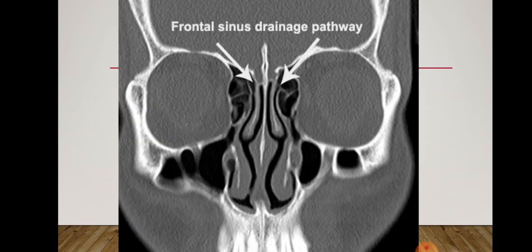Okay. So it is drained by a frontonasal duct, which begins in the opening of the sinus. It is located in the floor of the sinus, and it drains into the anterior end of the infundibulum of the middle meatus, which is in the lateral wall of the nasal cavity.